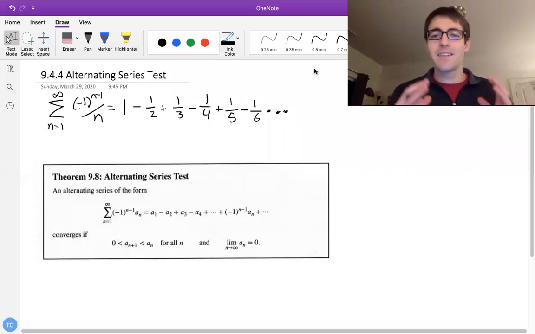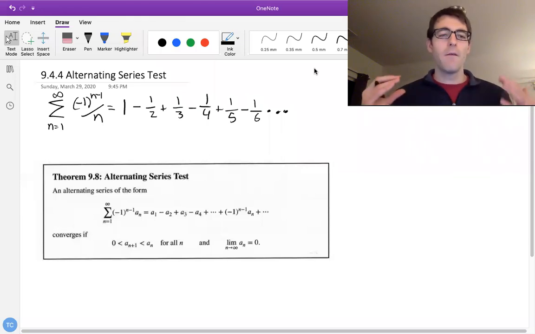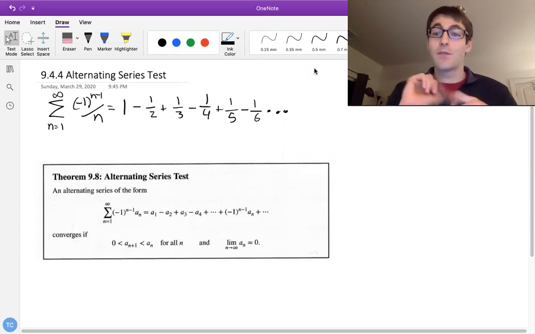All right, this is the alternating series test. This is the last test for convergence we're going to talk about. I'm including this one for a few reasons. One is that it's really easy to use. It's actually pretty useful. And also, I really like the logic as to why it works.